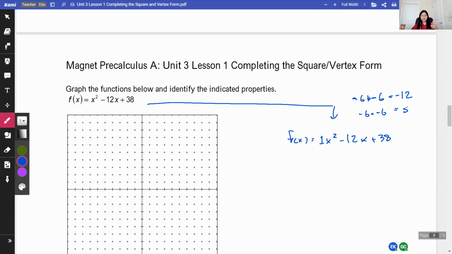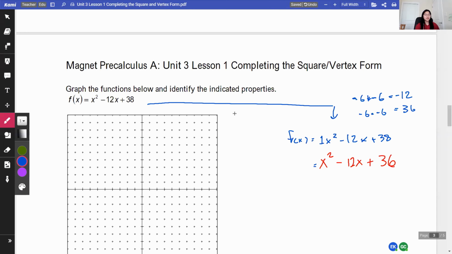So we could do a couple of things. I have opinions about this, but I know you do too. What do you want to do? Well, I just feel lazy and I don't feel like writing extra things. So the way that I would say we could do this is have x squared minus 12x, and then plus 36, which is close to 38, but not quite.